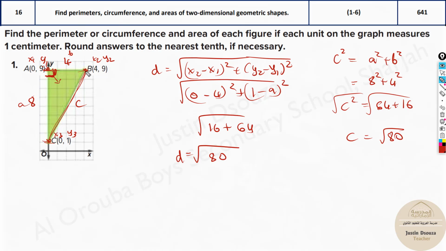Now what next? We have found all the sides. Now just add them all for the perimeter. Perimeter is the sum of all the sides. So if you consider these to be A, B, C, perimeter would be A plus B plus C, and that would be 8 plus 4 plus C. We found C to be square root 80. You can put this in the calculator, you will get the answer and round it off to the nearest tenth.